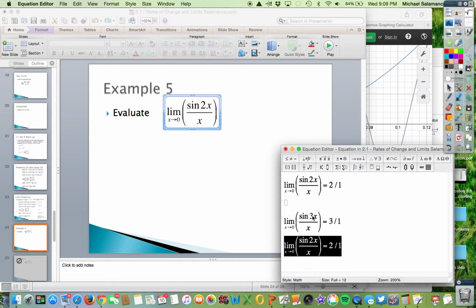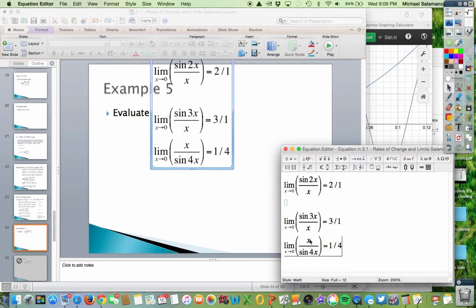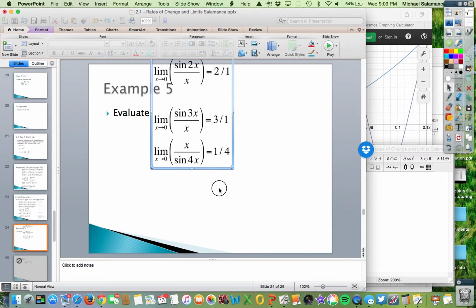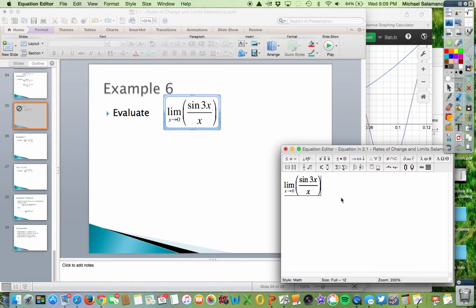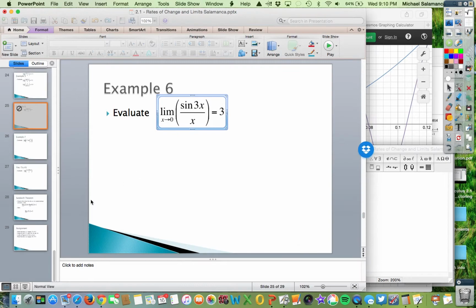So let's take that one step further and say we have x divided by sine of 4x. Because all we did here is take the reciprocal of the function itself, this would just read 1 divided by 4 as that limit. Now, given this example, example 6, the same rules would apply, and in this instance the limit would be 3.